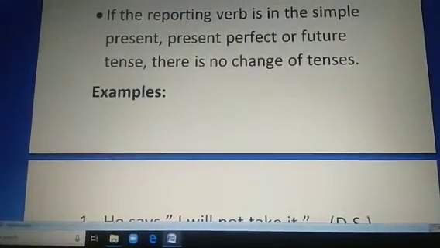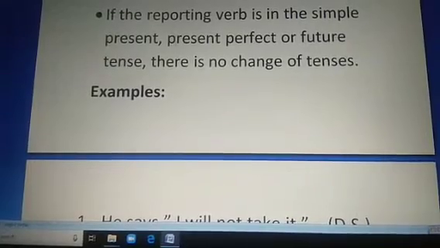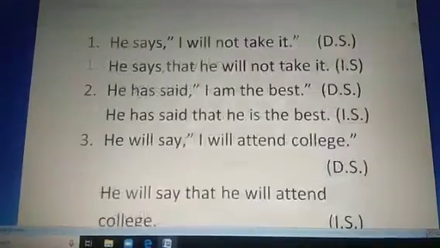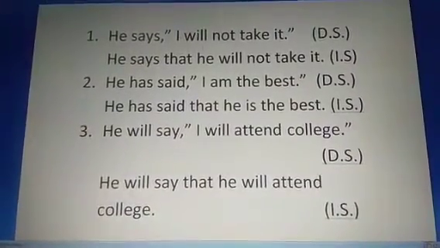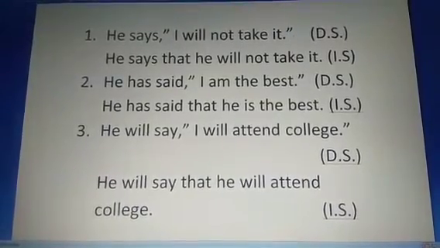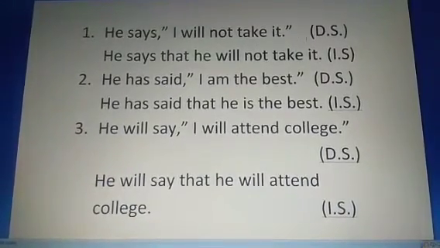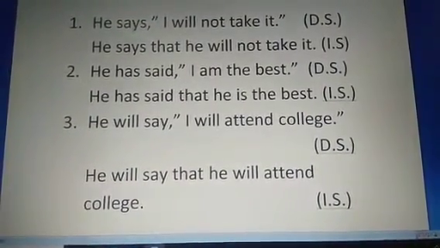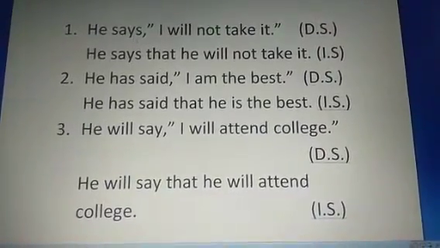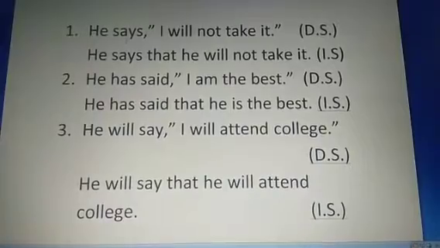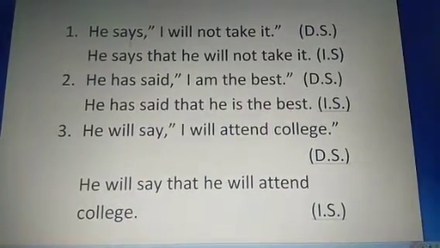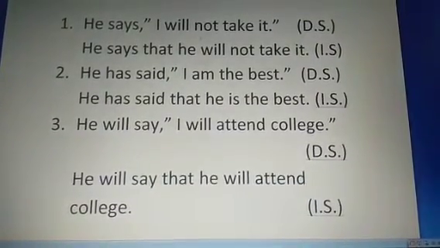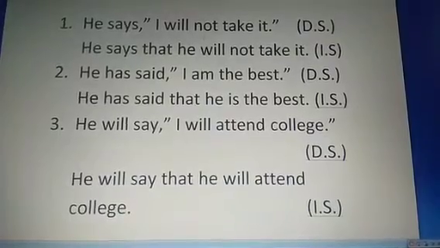Now, if the reporting verb is in the simple present, present perfect or future tense, there is no change of tenses, and the examples are, he says, I will not take it. Sorry. He says, I will not take it, and this one is direct speech. Now, says is the reporting verb, and this one is in simple present tense. Now, when the reporting verb is in present tense, then the tense of the reported speech will not be changed. It will remain the same.